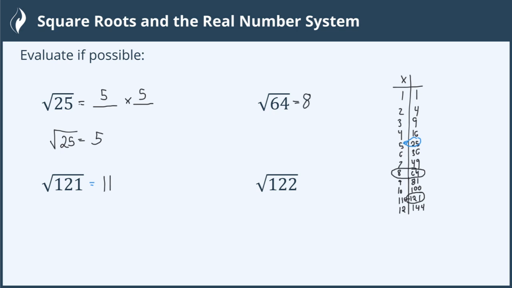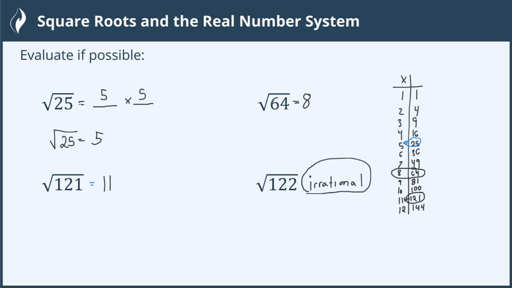Let's look for 122. 122 is not on this nice little chart, which means there is no whole number that when you multiply it by itself is going to give you 122. 11 times 11 was 121, and the next whole number is 12 times 12 at 144. That means we call this number irrational, indicating there's no nice whole number that when multiplied by itself is 122.